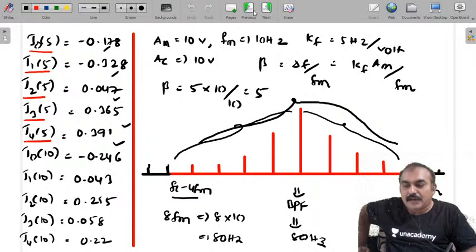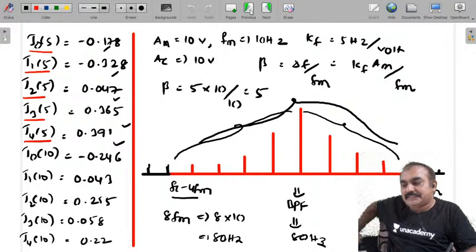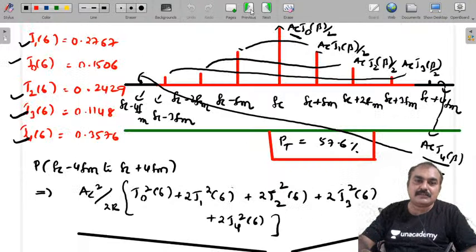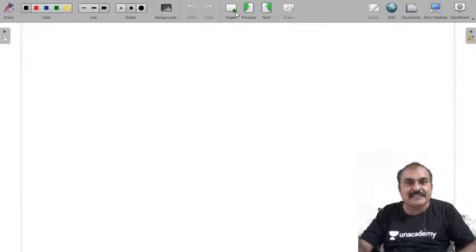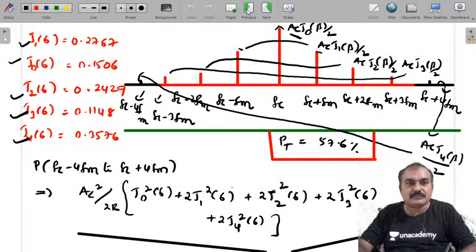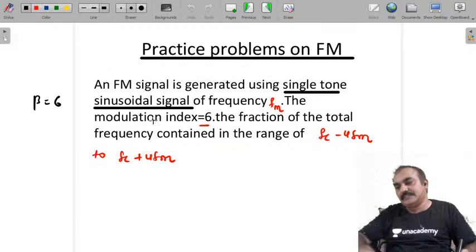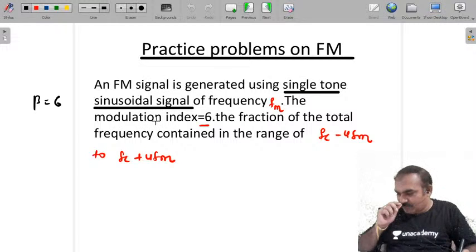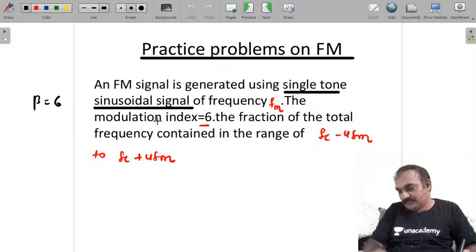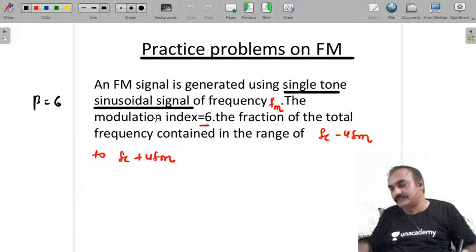Yeah. How to find AC? AC, he has given, Srinivas, 57.6. See here, in this particular problem, he has given the AC value also. See here, beta equal to 6. He only gave it. Okay, very good question, Srinivas. He has given that AC value.